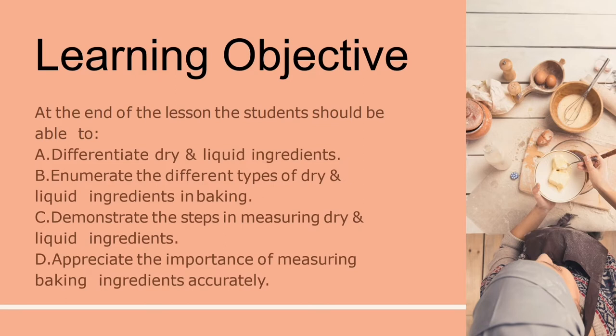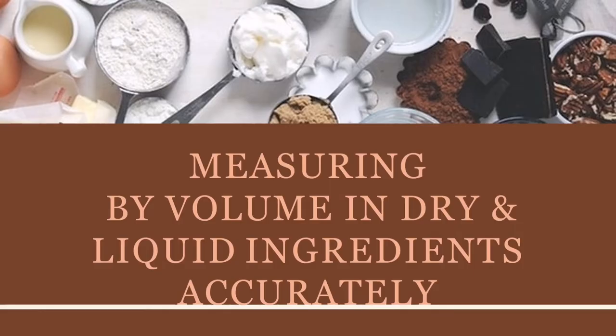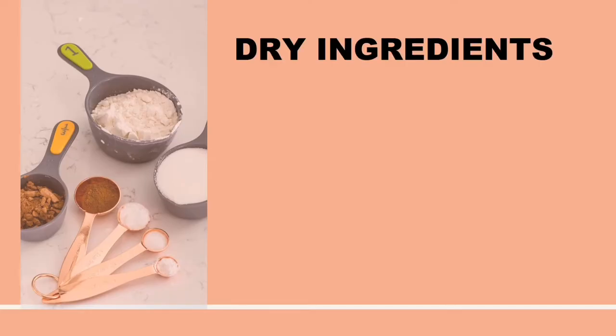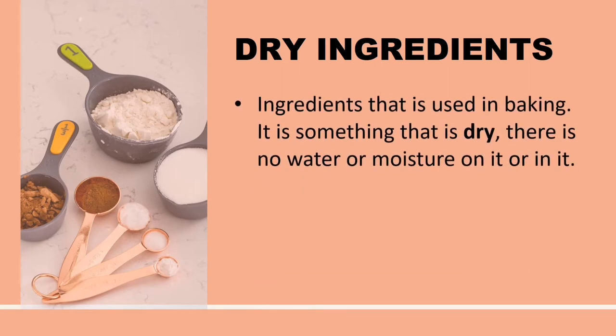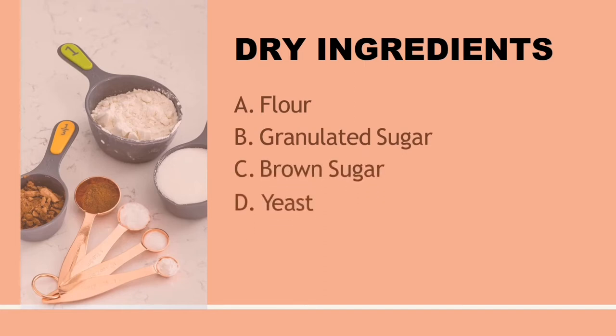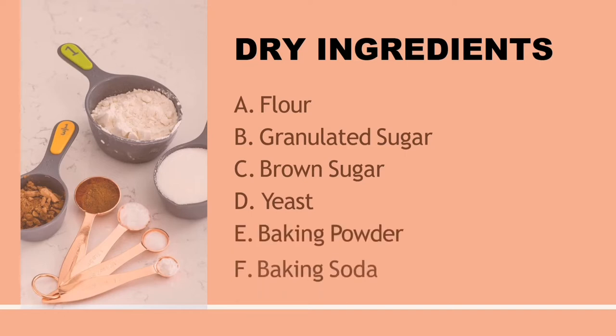So, what do you think is our topic for today? Okay, let us see. That's right! Our lesson for today is about measuring by volume in dry and liquid ingredients accurately. Let us first define what are dry ingredients. Dry ingredients are used in baking. It is something that is dry. There is no water or moisture in it. The different dry ingredients are flour, granulated sugar, brown sugar, yeast, baking powder, and baking soda.